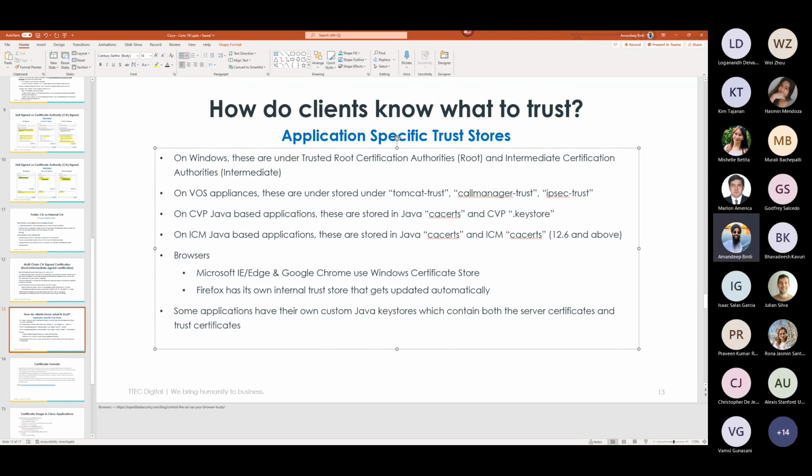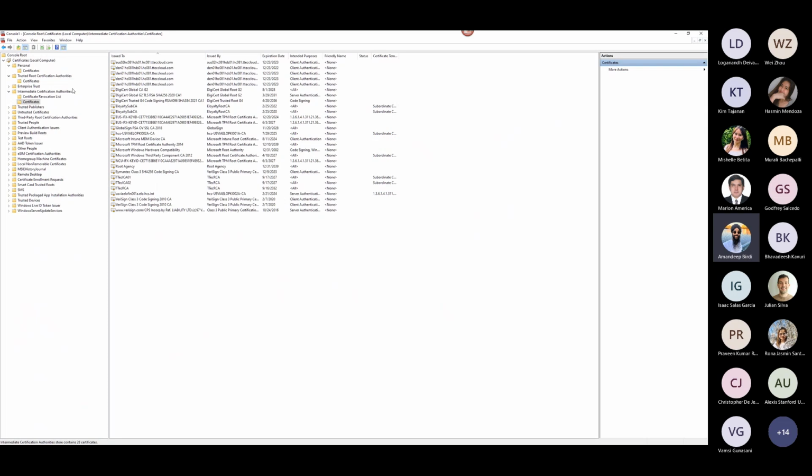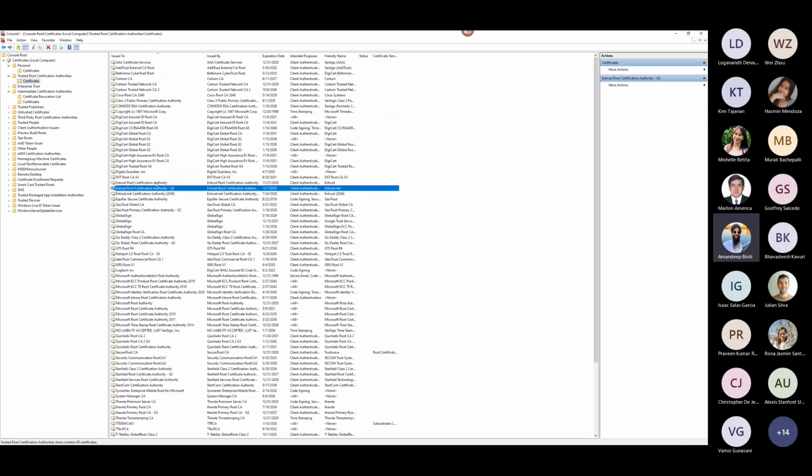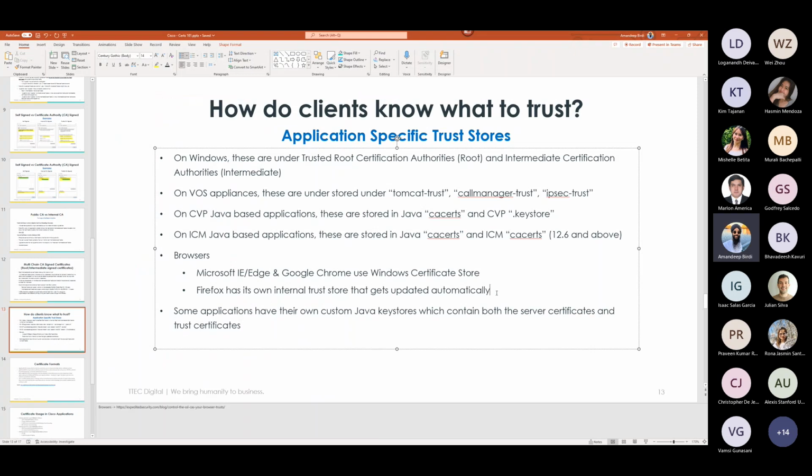Browsers, right? As I mentioned, Microsoft Internet Explorer, Edge, and Google Chrome use the Windows Certificate Store. If you're having a warning come up when you're trying to visit any web pages on those browsers, you want to check the Windows Certificate Store like we did here, to see if the root and intermediate is trusted, if it's a public CA signed cert, right? If it's self-signed, you should be able to add the self-signed cert into the root CA, the root folder here, and that should do the trick.